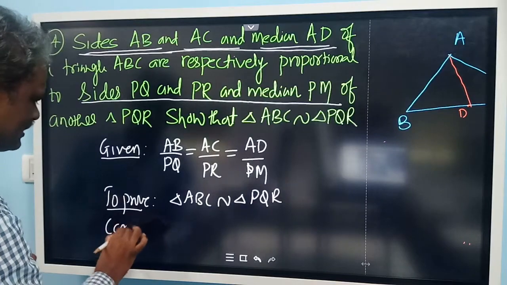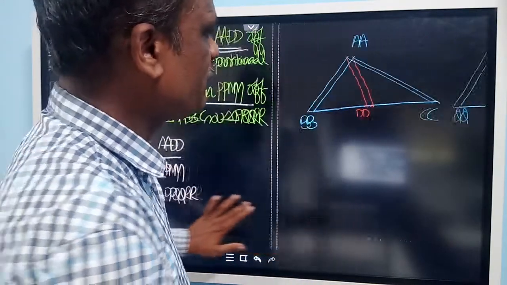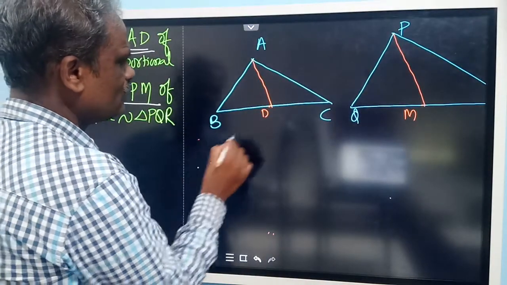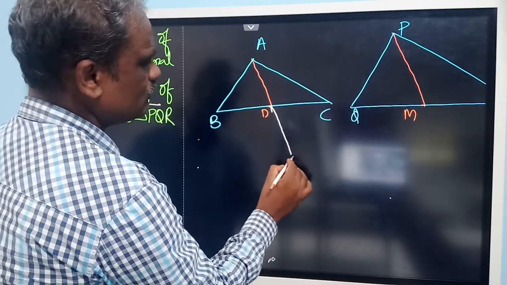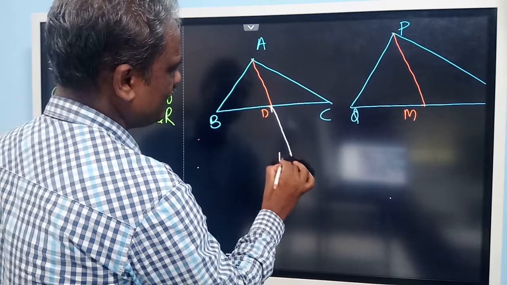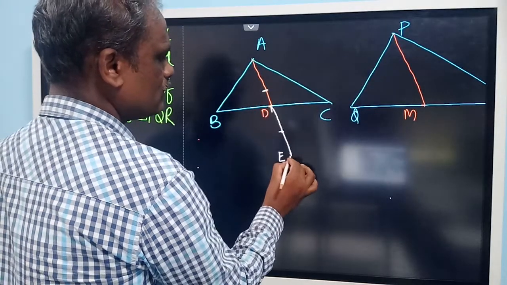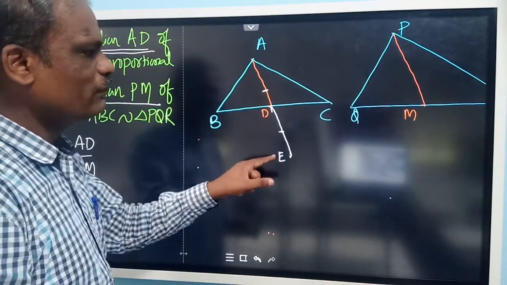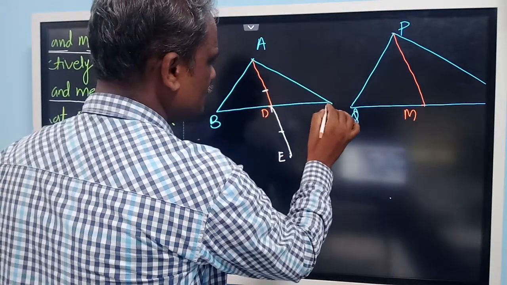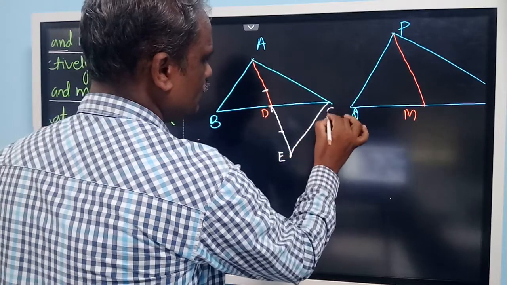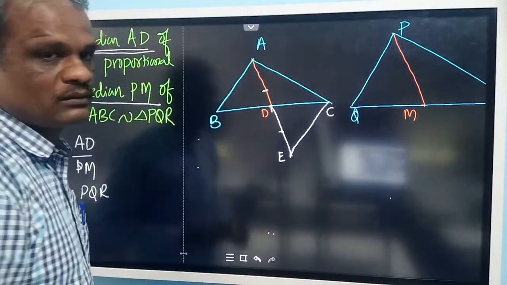So let us do some construction here. Now you have to produce the side AD up to E. You can call this as point E, with the condition AD should be equal to DE. Produce side AD up to E with the condition AD and DE are equal. Then join CE. So C and E are joined.